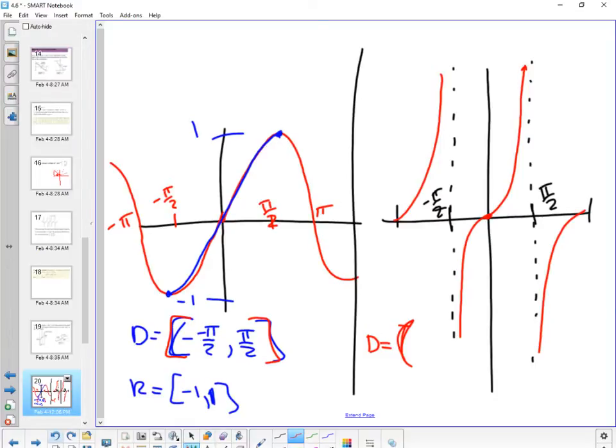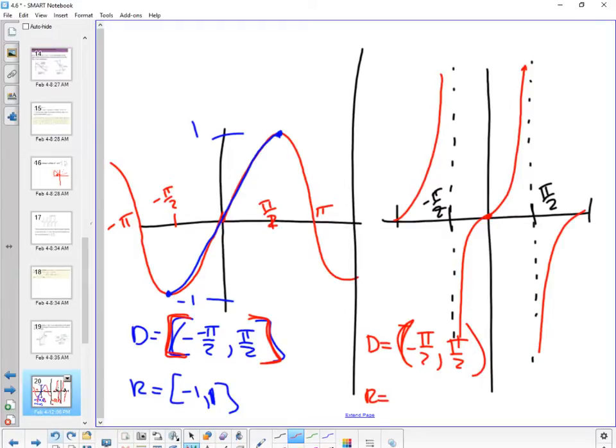Is there any asymptotes in this? No, so I can actually be those values. Over here, can I actually be negative pi halves? No, because there's an asymptote there, right? Parentheses. Now, I'm choosing to go from negative pi halves all the way to pi halves, parentheses, correct? Okay, let's look at the range now.